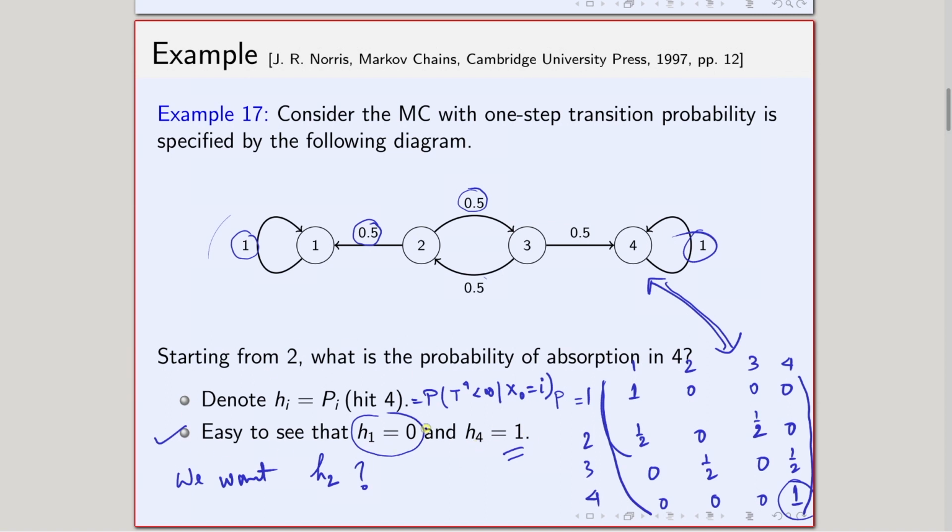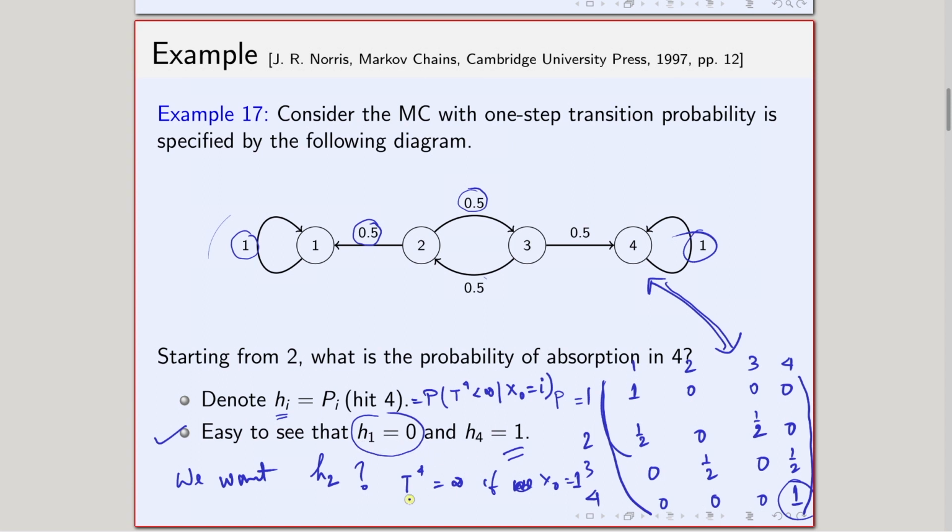So what we have done here is use a new notation Hi just to make it a little simpler. I do not want to write 4 in the superscript here. It is easy to see that H1 will be 0, because once I am in 1, I will not come out from 1. So in this case I can write it this way also: T4 will be infinity if x0 equals 1. If x0 equals 1, T4 equals infinity. So in finite time I will not visit 4, which means in this particular case H1 will be 0.